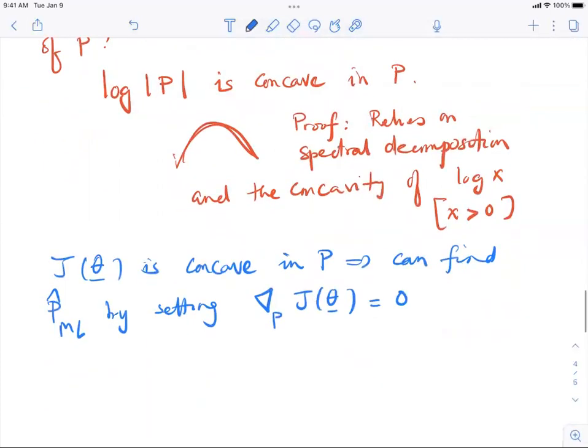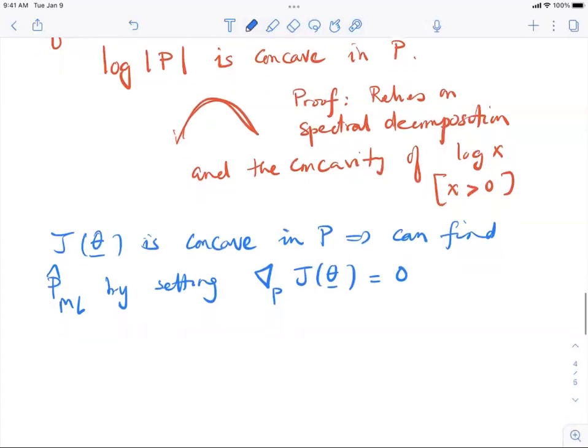Now, how do I define the gradient with respect to a matrix? Exactly as you would expect. The gradient with respect to a vector is basically the vector of partial derivatives with respect to the components of the vector. Here, I'm just going to take partial derivatives with respect to each entry of the matrix, and the gradient would be the matrix of these partial derivatives. So let me just specify what I mean in more detail.